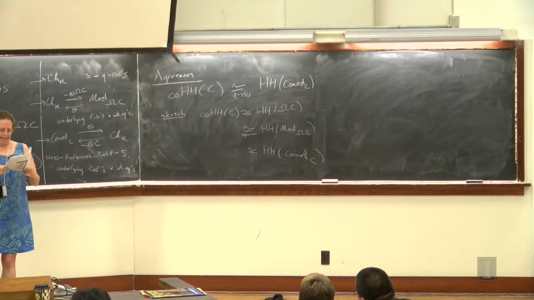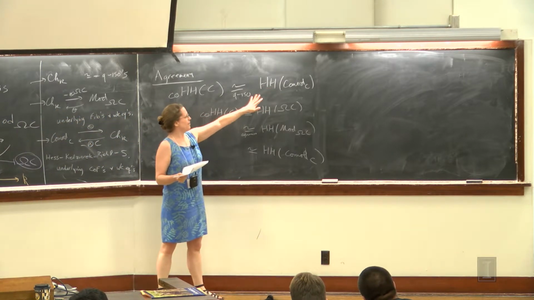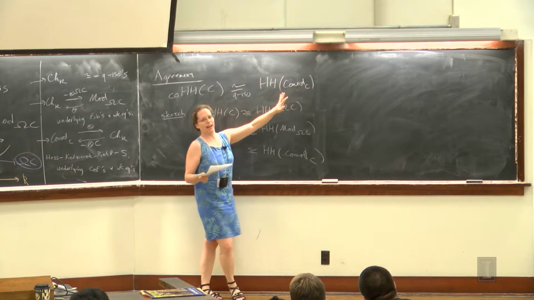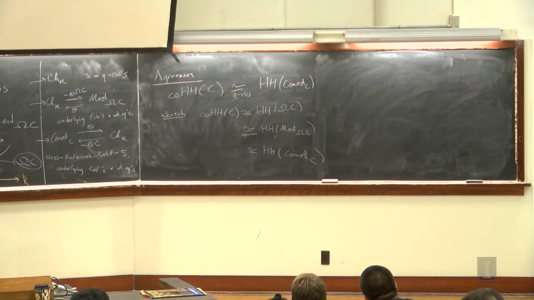Okay. I guess I should have mentioned a few names here. The development of Hochschild homology for a differential graded category was based on work of McCarthy for exact categories and then developed further by Keller and Toën.